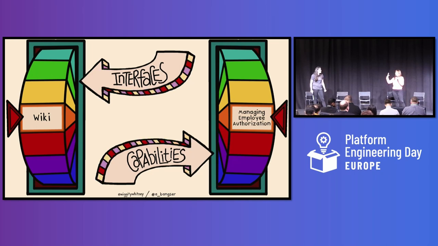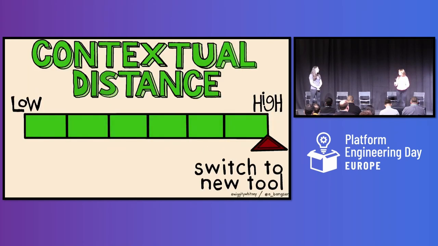No. But can we think about why it's not a good pairing? Like, what's feeling wrong about it? Well, feels like when I want to give authorization to something, I know the tool I want to give authorization to, and it's not the wiki. It's the product. It's the website. It's that tool that I want to be giving that authorization to. So you want to be staying within the context where it makes sense. Oh, contextual distance.